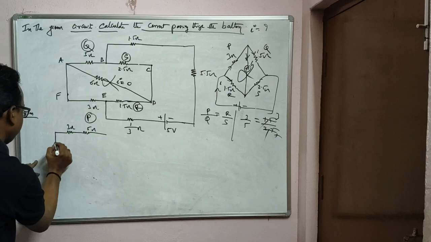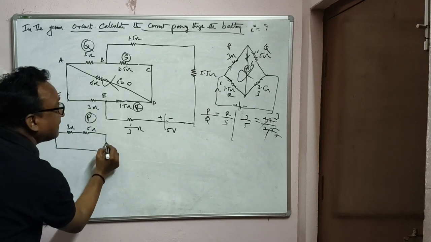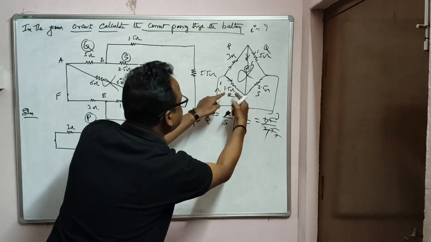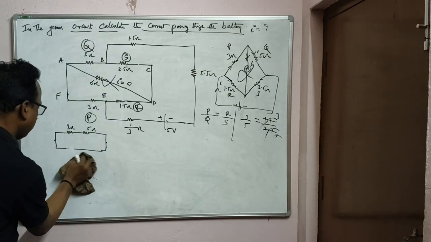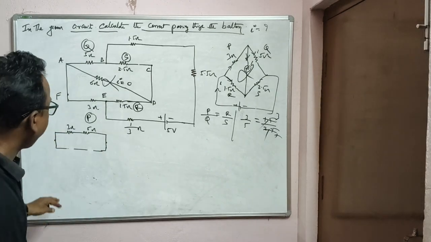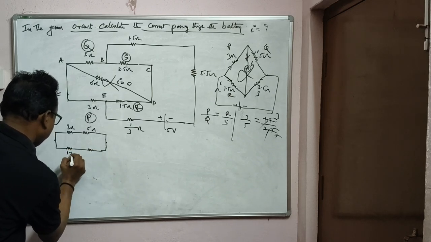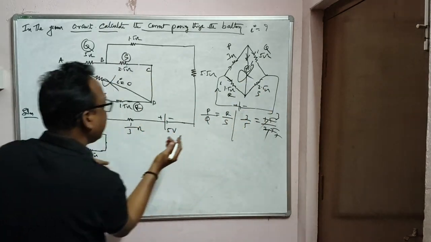Okay, joint is there. Here joint is there, you can see joint is there. And again these two are series, 1.5 and 2.5. Again 1.5 and 2.5 series. Again joint is there.